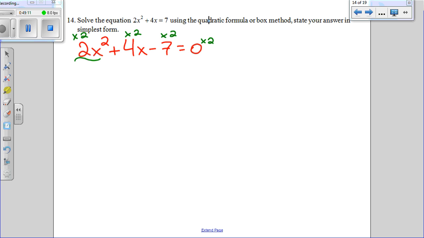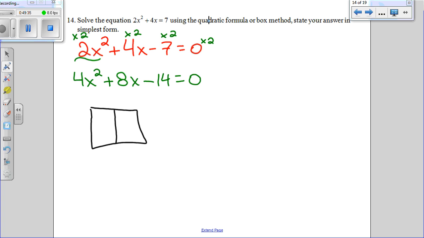Now I have a perfect square a value and an even b value, so I can actually do my box. Box method is really just like an area diagram, but you're undoing that area diagram. We always know the first term comes from the first box. So what two values that are the same would create 4x squared? 2x and 2x. 2 times 2 is 4, x times x is x squared. That's why you had to have a perfect square a value, because you had numbers that are the same multiplied together.